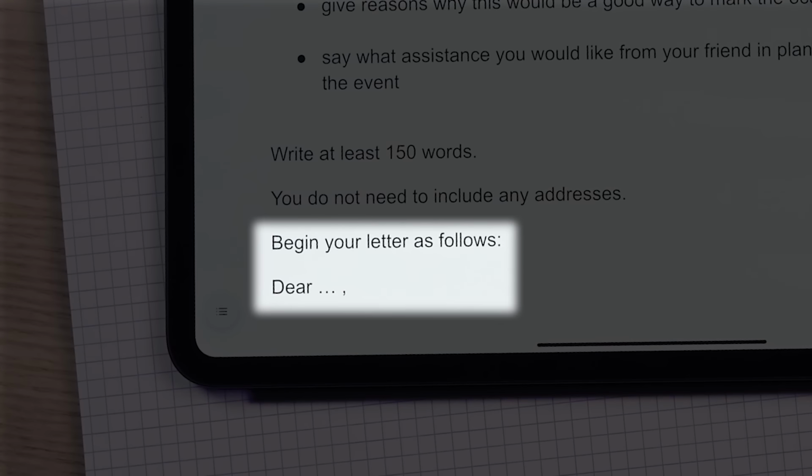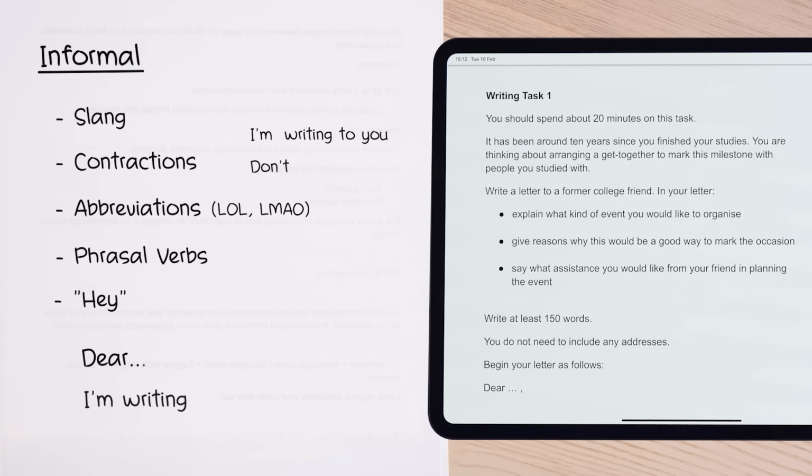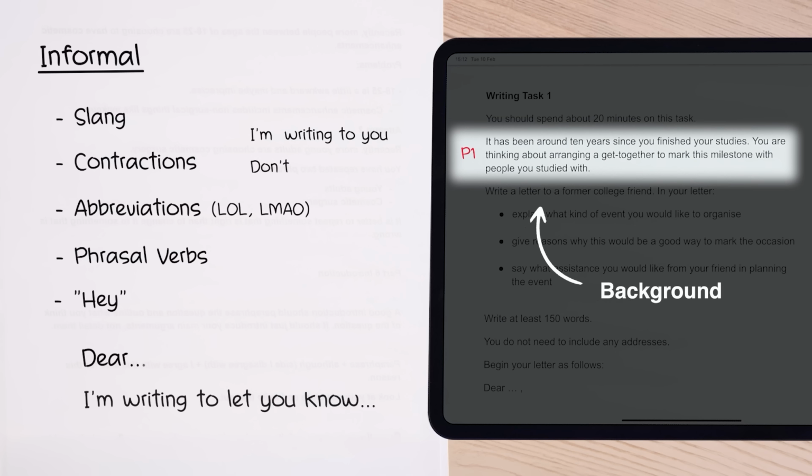You have to. Yes. So it says begin your letter as follows. In general, in the IELTS test, if you don't follow the instructions, they mark you down. And that's how a lot of people lose marks. But I always start it with, "I'm writing to let you know," and then why you're writing, and then just continue on.